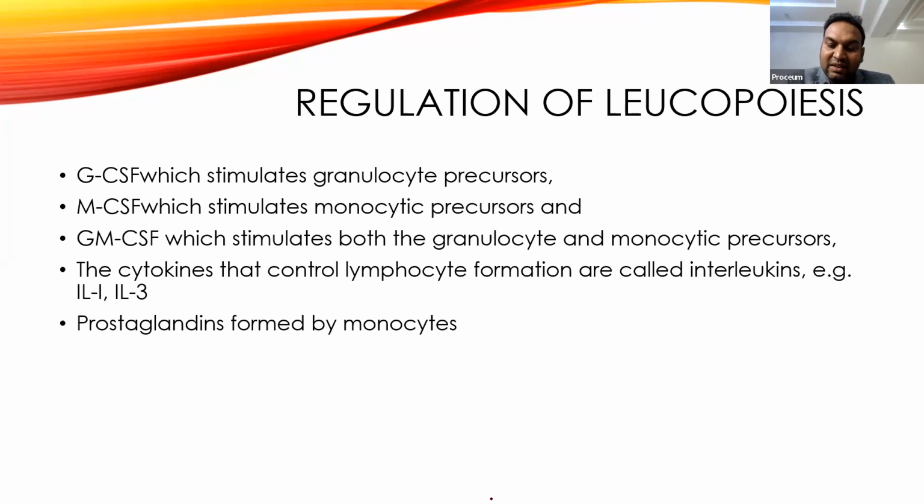While the chemicals released by the lymphocytes are called interleukins or cytokines, and these cytokines also directly stimulate the formation of lymphocytes and also the other precursors. Prostaglandin also stimulates the formation of various precursors, more specifically the monocytes. So these are the few factors which increase the formation in leukopoiesis.